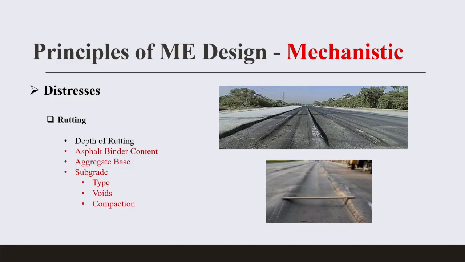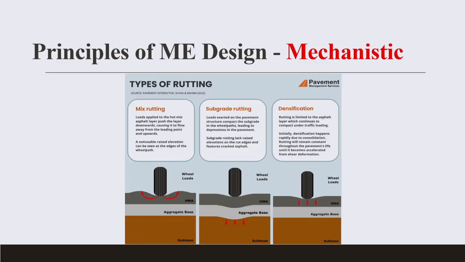So that's the mechanistic aspect, and it's then able to predict cracks, which is a function of the binder and all those things that we've talked about, the distresses. Yesterday I talked about some of these things, mix rutting, subgrade rutting. Basically there are 2 main types, where the wheel is consolidating or the base itself is failing, or there's instability within the surface.